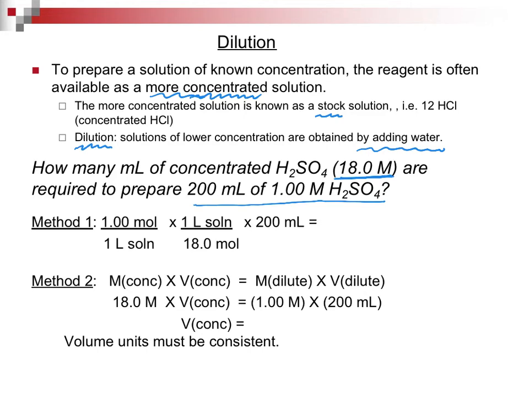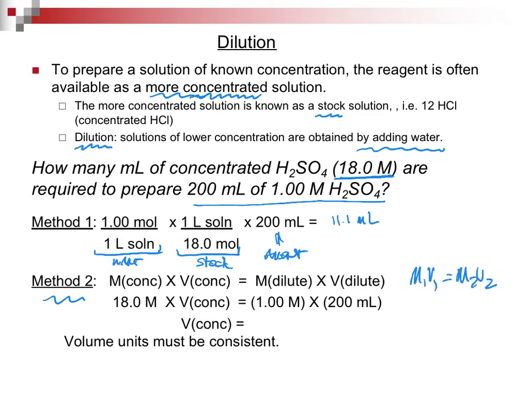Again, I put in a lot of the numbers already. Here is what I want. This is what I want. Here is the concentration of my stock solution, and here is the amount of stock solution that I desire. If I were to do this kind of calculation, I would come up with 11.1 milliliters. You can do it that way. The second way, method 2, you may have seen before in high school as M1V1 equals M2V2. Fine, as long as there's no stoichiometry involved.